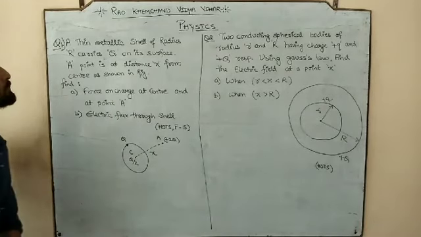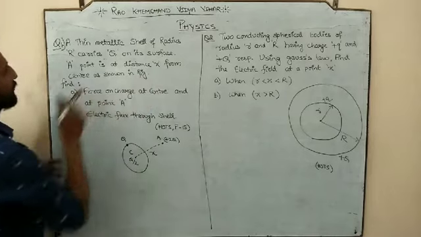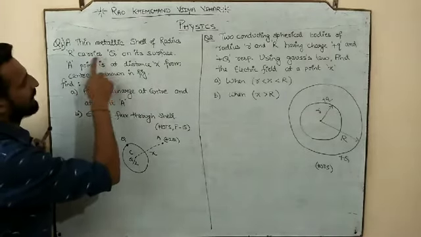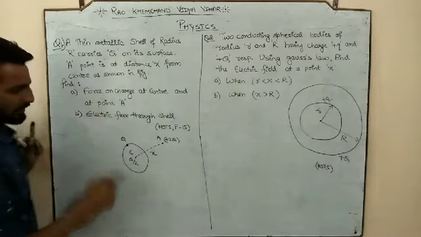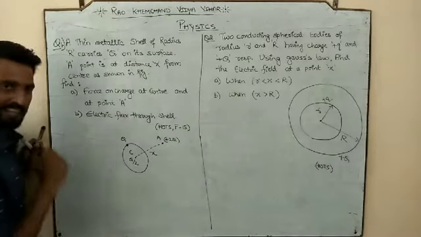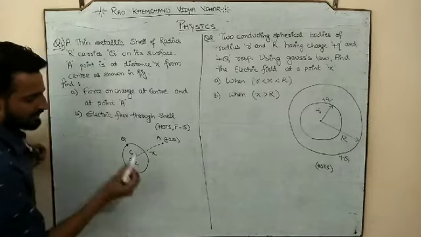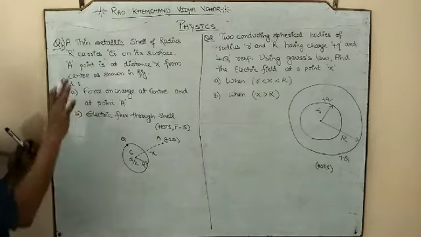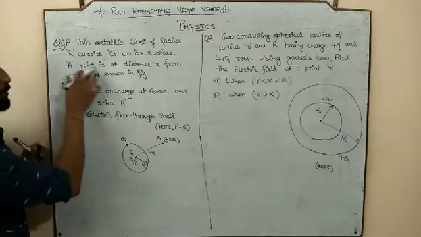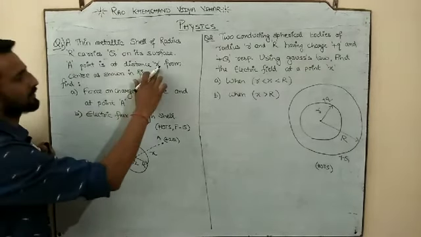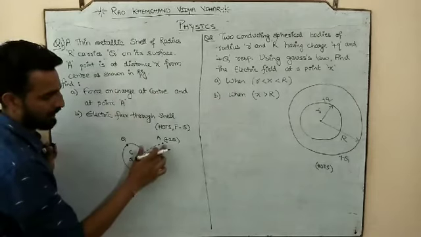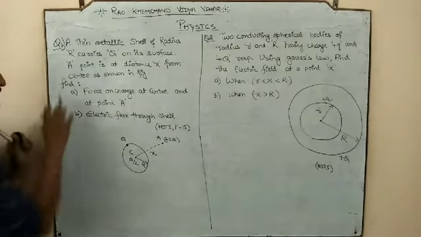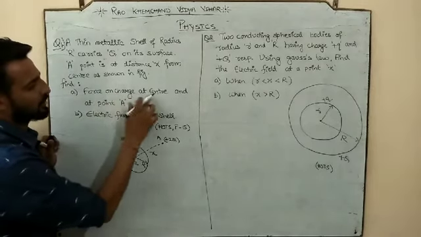What is mentioned here? A thin metallic shell of radius capital R carries a charge on its surface. So we have a metallic spherical shell of radius capital R, having charge plus q on the surface. A point is at a distance of x from the center. What he is asking: find the force on the charge at the center.